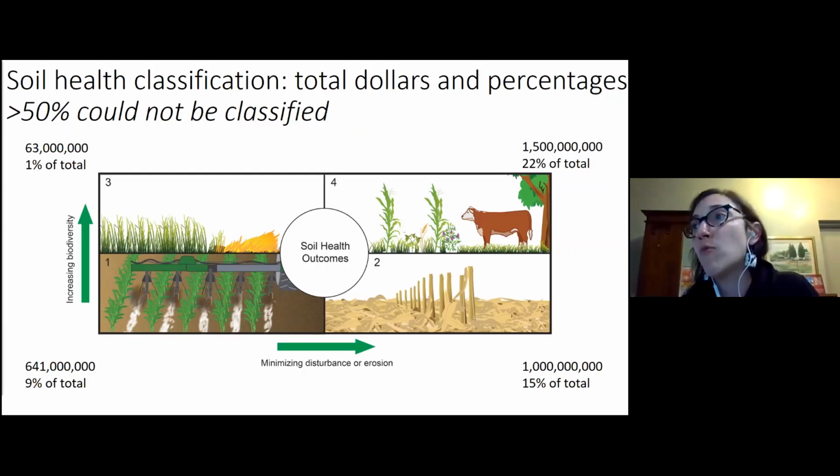But we did find that about 22% of the total did fall into practices that we classified in quadrant 4, which again, we felt took advantage of most of the principles of soil health. So that's where things shook out. Those numbers don't add up to 100 because I don't have them all, because so many didn't have relevance, as so many are more structural practices that didn't have a direct impact on soil health.